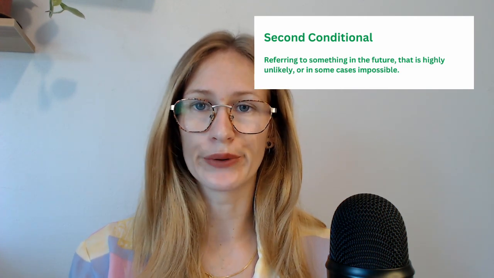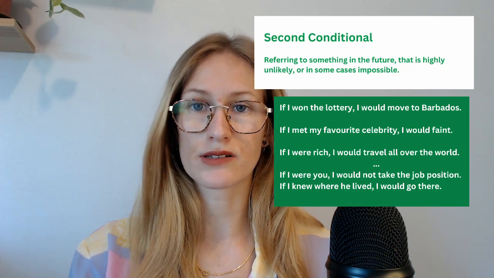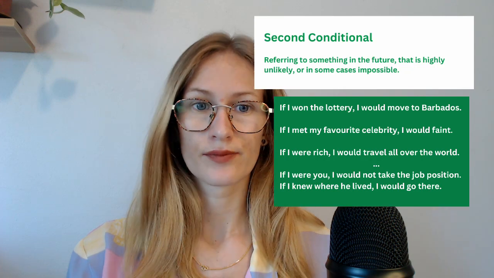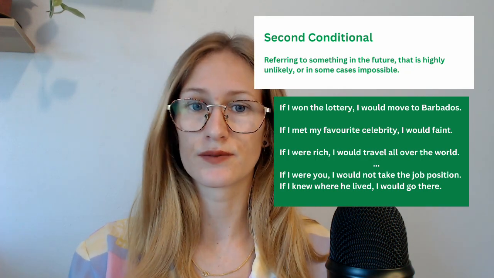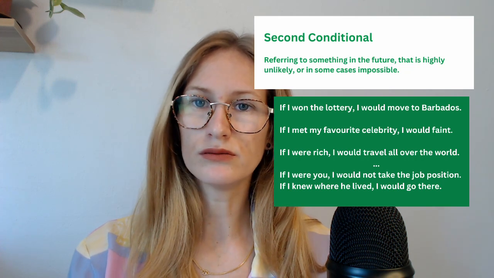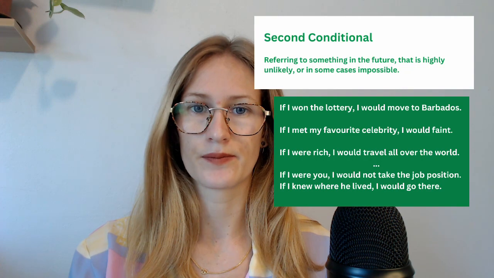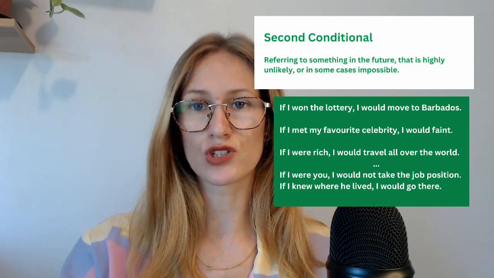So for example, if I won the lottery, I would move to Barbados. If I met my favorite celebrity, I would faint. If I were rich, I would travel all over the world. These are not impossible, but the understanding is they are unlikely. We are talking about a future effect affecting a future outcome.